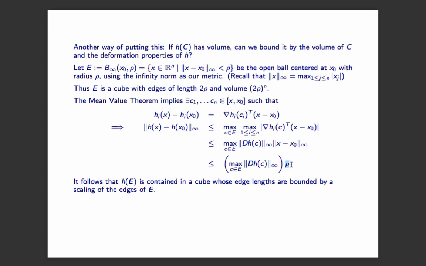Because E has edges that are equal to 2 times rho. Thus, if h of E has volume, well then its volume is less than or equal to this times 2 raised to the nth power, which would give me this term, and then of course 2 rho to the nth power is the volume of my cube E. Right, that comes from this line here.